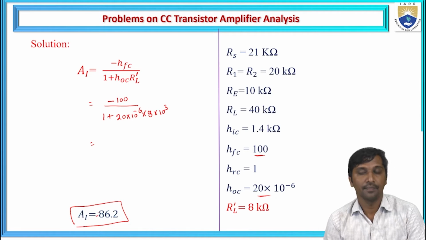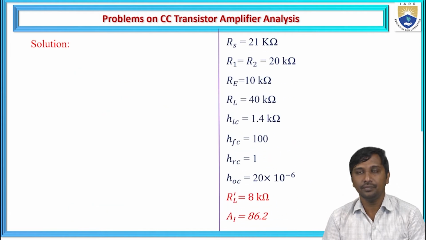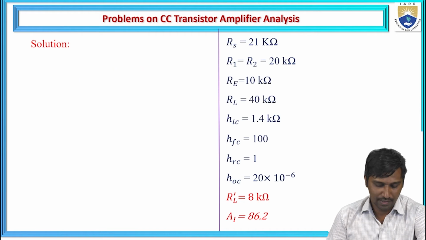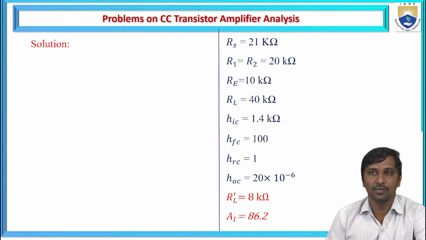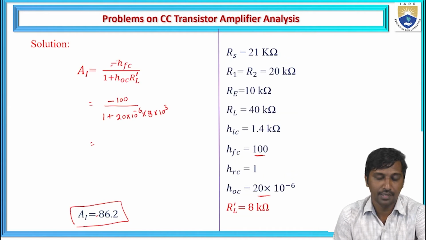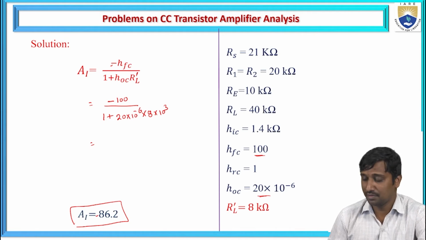This is minus. Then similarly, we need to calculate. The minus indication is the direction of current flow. So here the minus sign indicates the current flow direction for a common collector transistor amplifier.